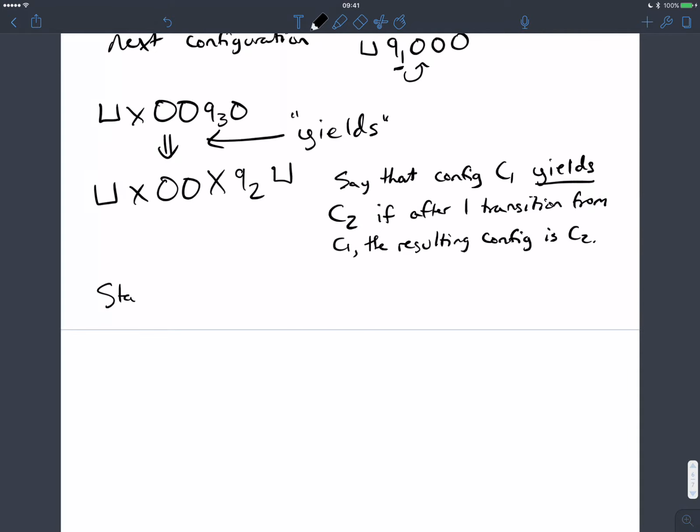Well, what is the starting configuration if the input is W and the starting state is Q0? Q0W. Always. So that's always the starting config if the start state is Q0 and the input string is W. Okay?